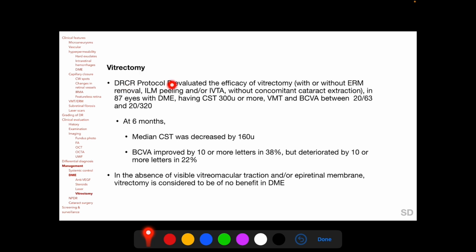The DRCR protocol evaluated the efficacy of vitrectomy with or without additional procedures in eyes with DME having vitreomacular traction. At 6 months, it found that the median decrease of central subfield thickness was 160 microns and BCVA improved by 10 or more letters in 38% of patients but deteriorated by 10 or more letters in as many as 22% of patients. In the absence of visible vitreomacular traction and/or epiretinal membrane, vitrectomy is considered to be of no benefit in diabetic macular edema.